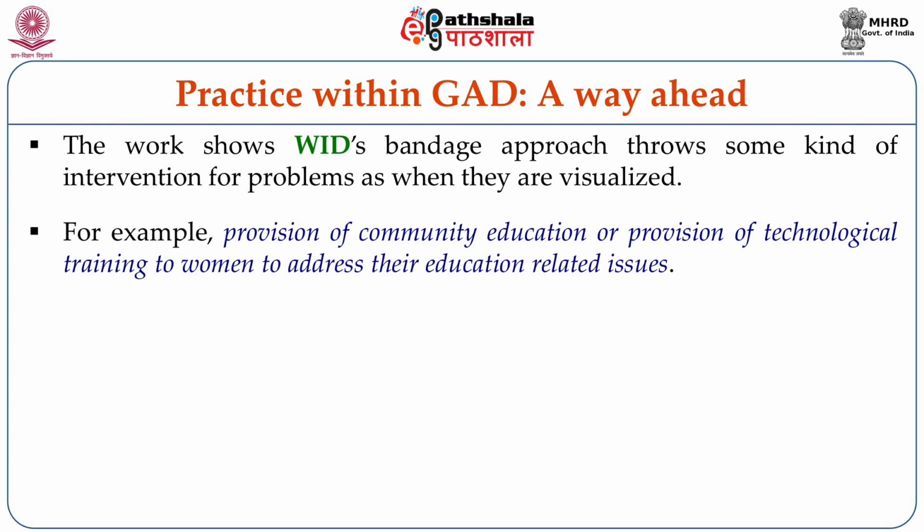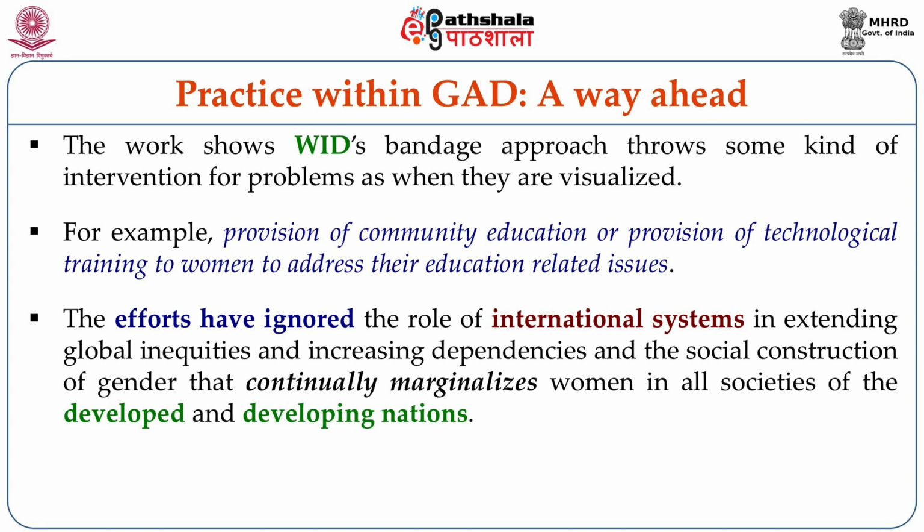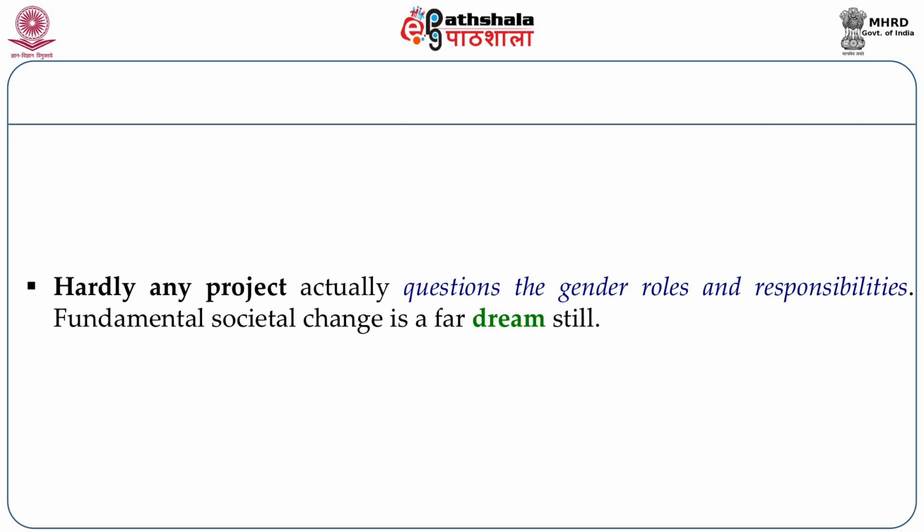Provision of community education, for example, is given to take care of women's education needs. However, the structural constraints that women face in their everyday lives on their way to school are not really practically taken care of even today. The efforts have also ignored the role of international systems in extending global inequities and increasing dependencies, and the social construction of gender. Hardly any project actually questions the gender roles and responsibilities.